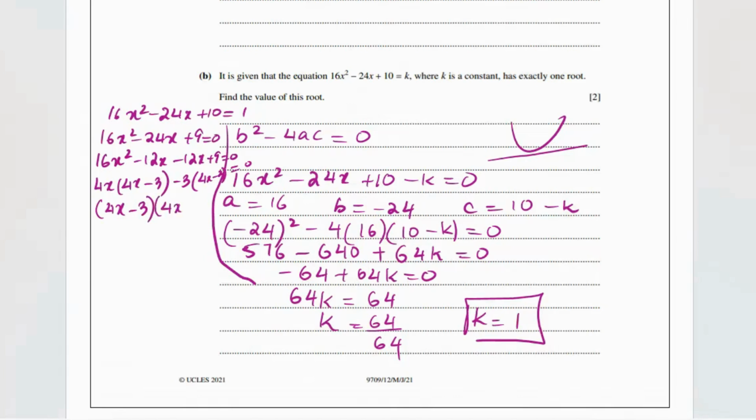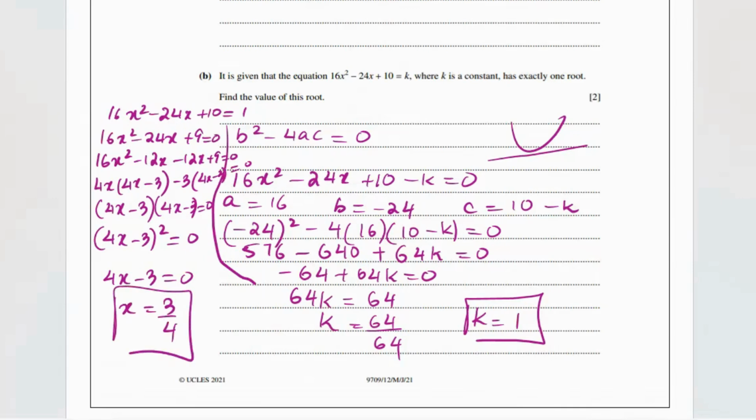4x minus 3 bracket 4x minus 3 equals to 0. That's 4x minus 3 squared equals to 0. So 4x minus 3 equals to 0, x equals to 3 over 4. That is the value of the root that they're asking for. For this, I think they should have given more space because we had to find the value of k first with the discriminant and then the value of the root. So basically, this is your answer.